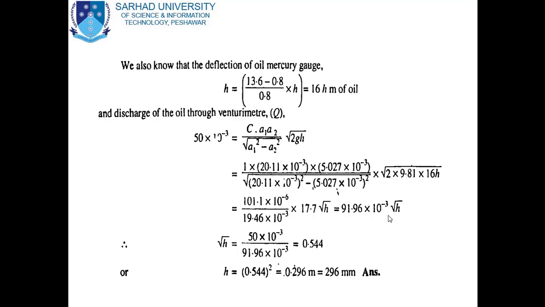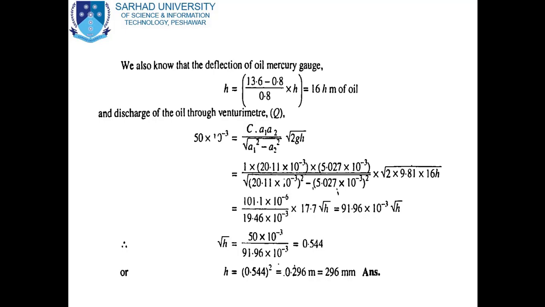Now we also know that the deflection of the oil mercury gauge H is equal to specific gravity of mercury minus specific gravity of oil, divided by specific gravity of oil, into H. So specific gravity of mercury is 13.6 and the specific gravity of oil is given 0.8.